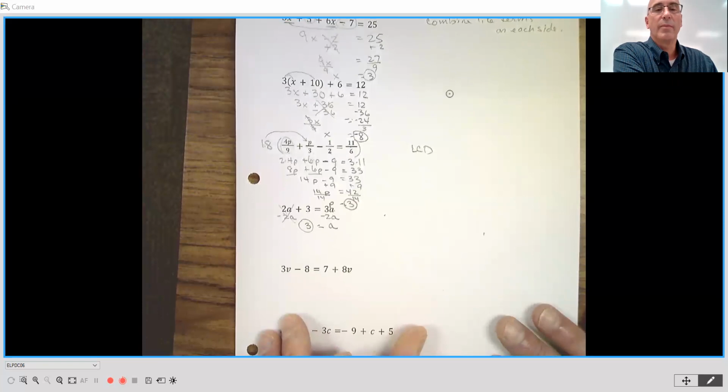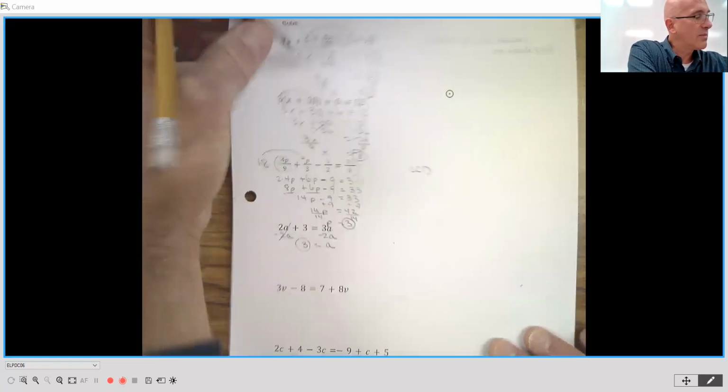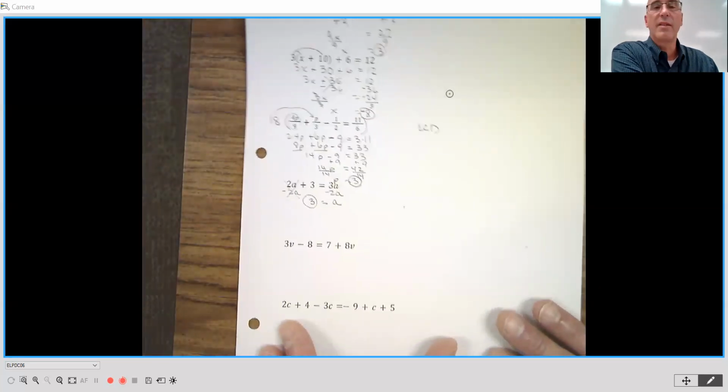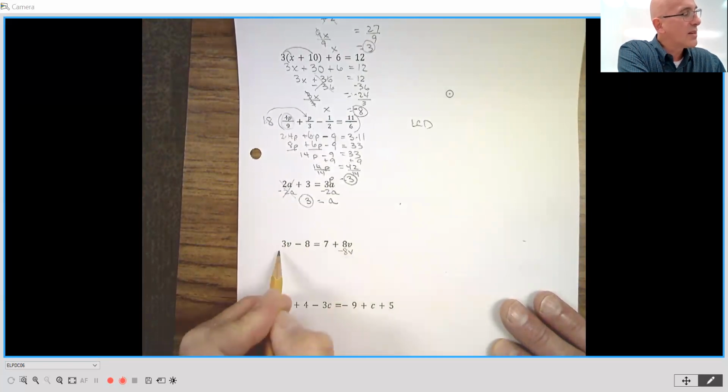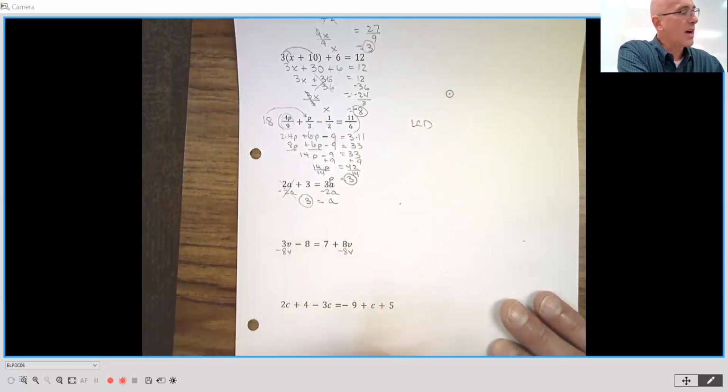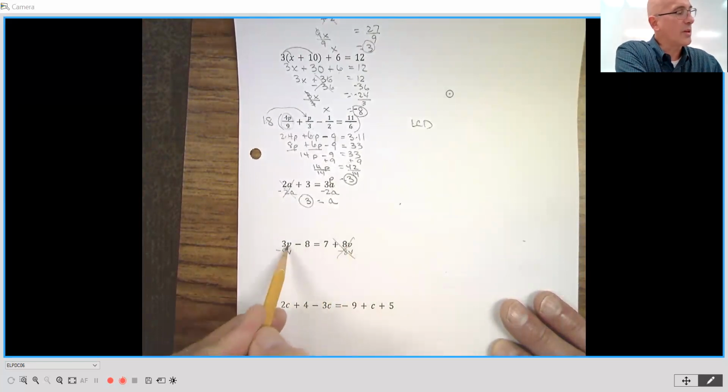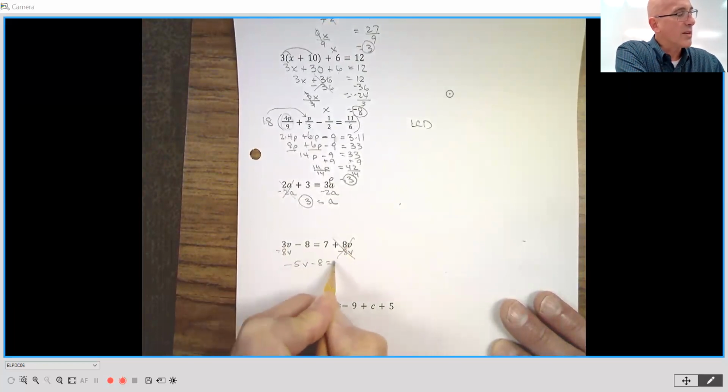Let's look at the next one. 3v minus 8 equals 7 plus 8v. Okay. So how about if I move the variable over to the left? Let's be radical here. Okay, so I'm going to subtract 8v from both sides. That falls off. So now I have 3v minus 8v, and that is negative 5v minus 8 equals 7.